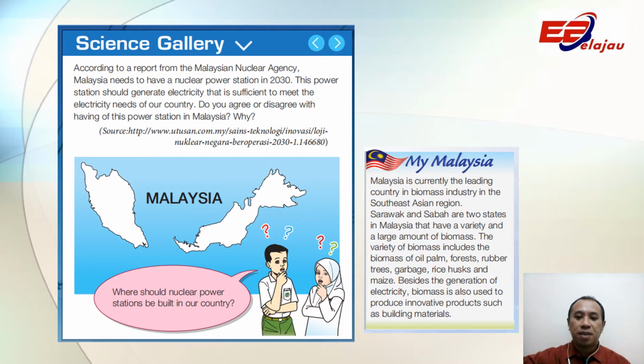My Malaysia. Malaysia is currently the leading country in biomass industry in the Southeast Asian region. Sarawak and Sabah are two states in Malaysia that have a variety and large amount of biomass. The variety of biomass includes the biomass of oil palm, forests, rubber trees, garbage, rice husks, and maize. Besides the generation of electricity, biomass is also used to produce innovative products such as building material.